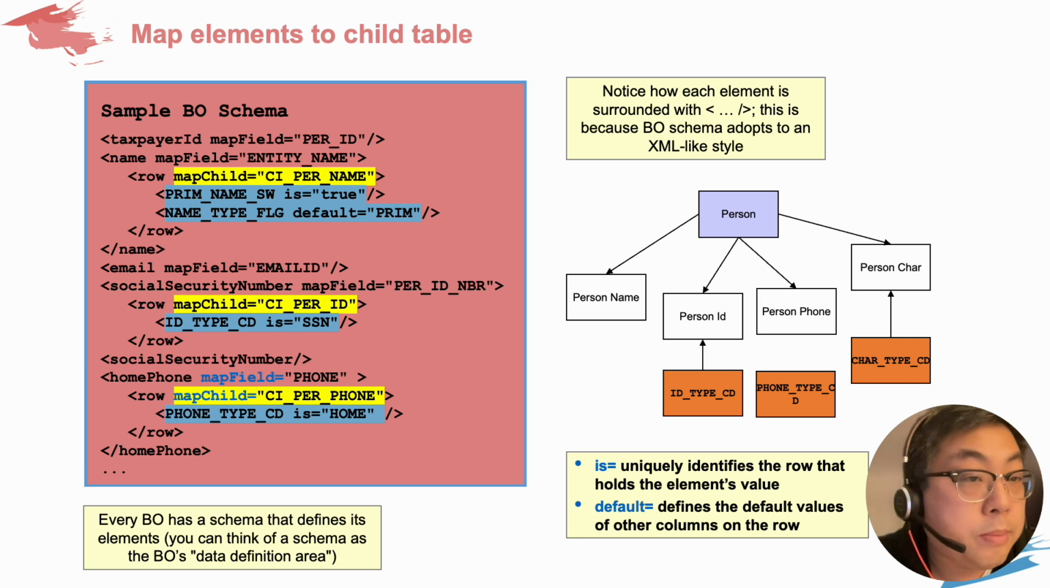And the way to map it, as I said, it's using the map child, but it's also using the keywords like is equal, which uniquely identify the row that holds the element's value. And also it's used the default equal, which defines the default value. So we look at more examples.